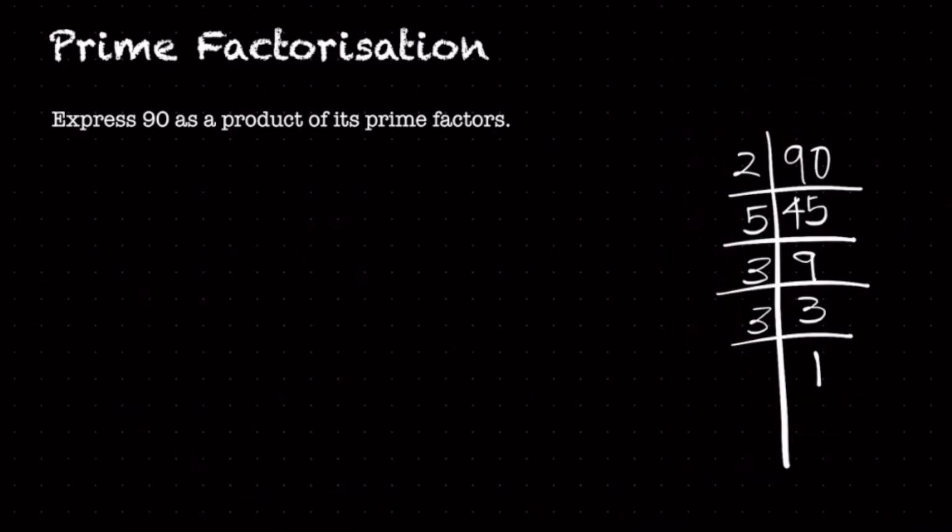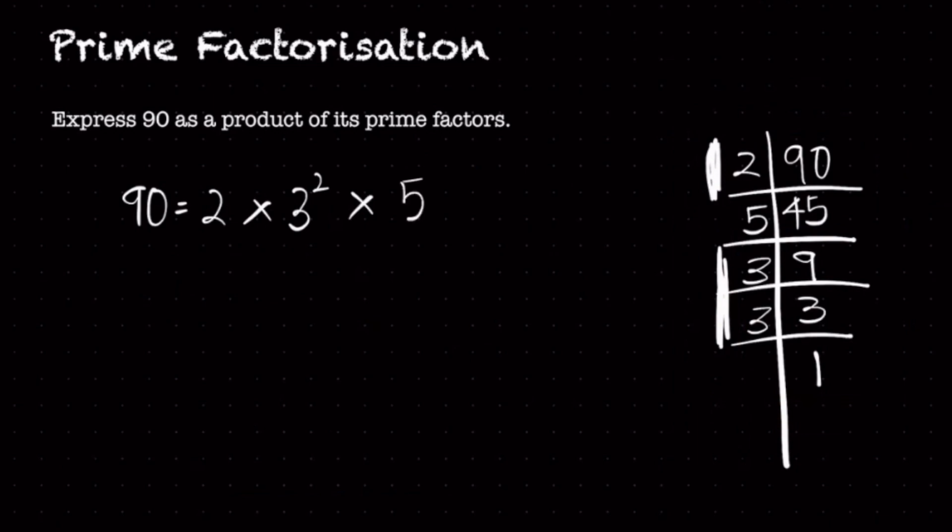Alright, let's write down our answer, 90. And let's use index notation. What I like to do is 2, I'll just mark this out, 2 times, there are 2 3's, so 3 squared. And I will arrange it in order from the smallest to the largest. And we have 5, 1 5, like that.